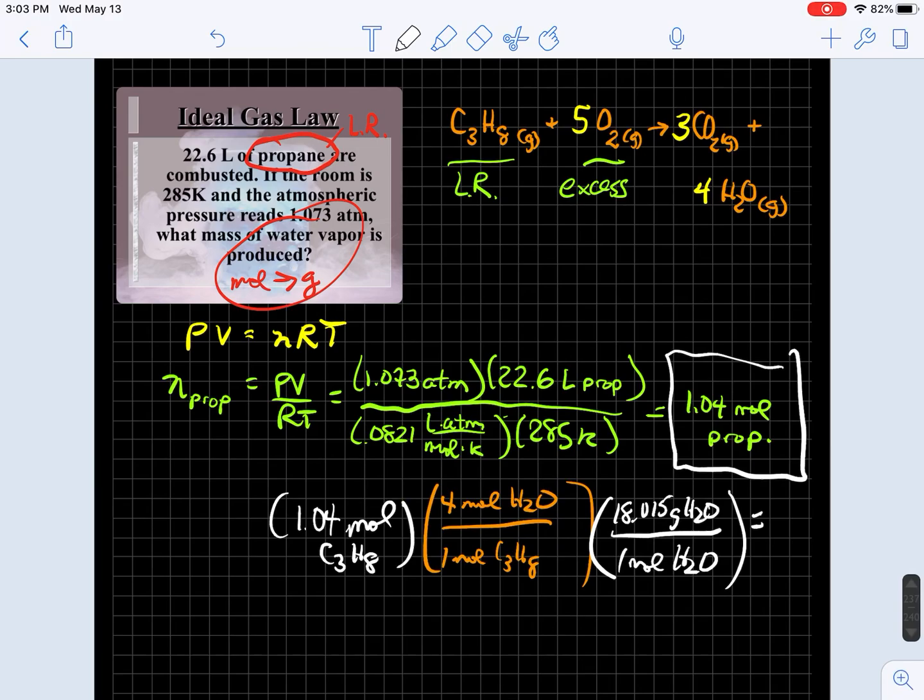Now we can convert that using the balanced equation, moles of propane to moles of water. And then for every 1 mole of water, 18.015 grams. So that changes that calculation.